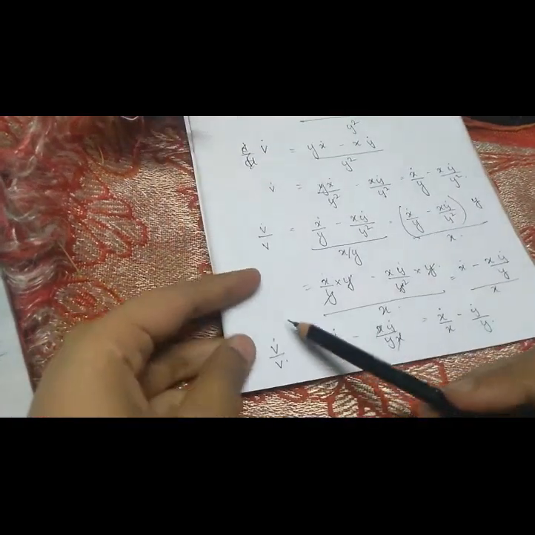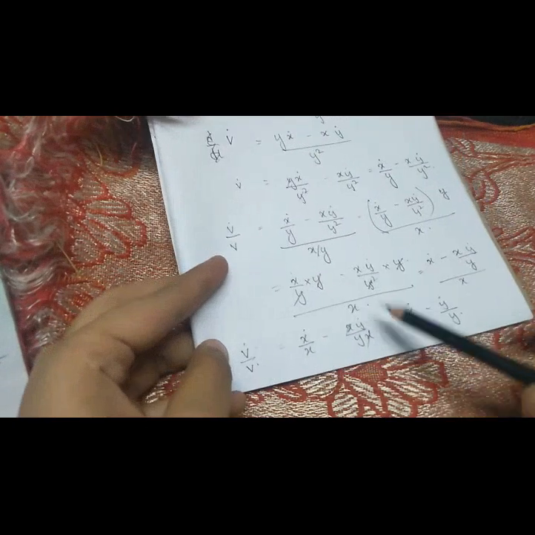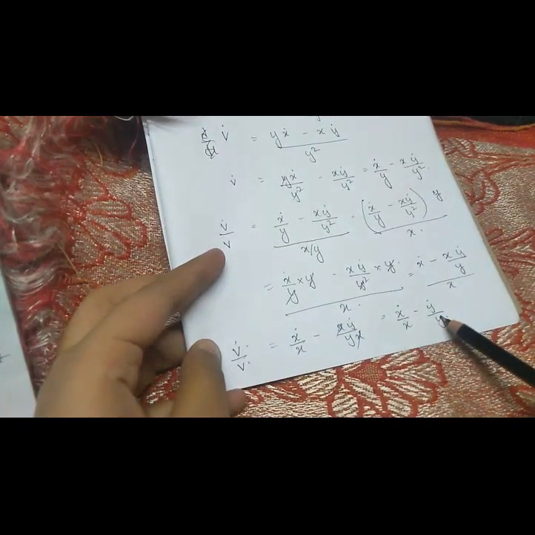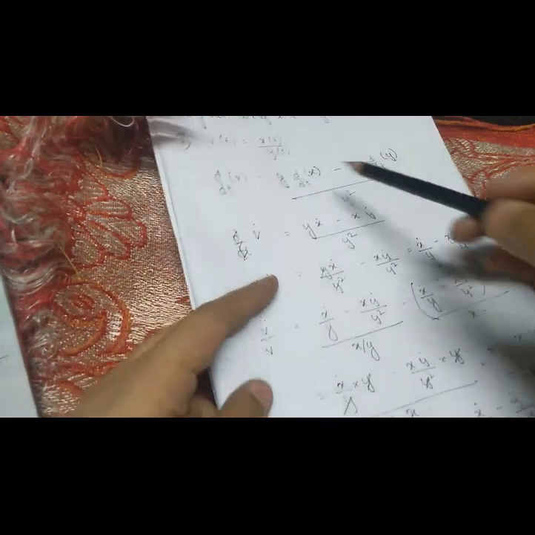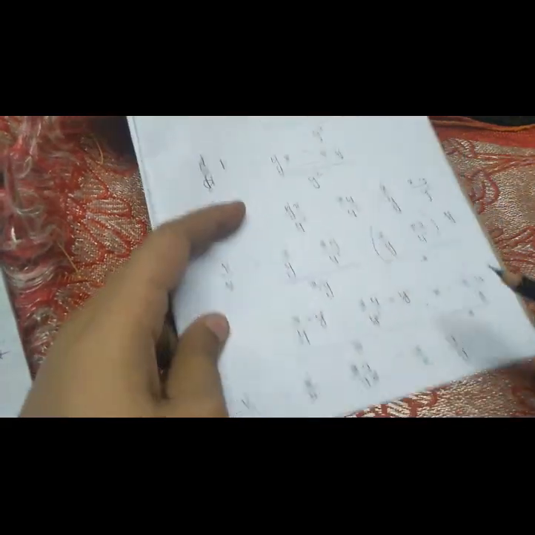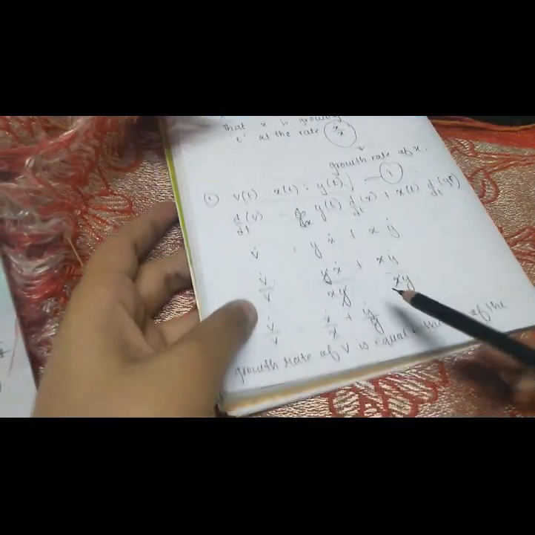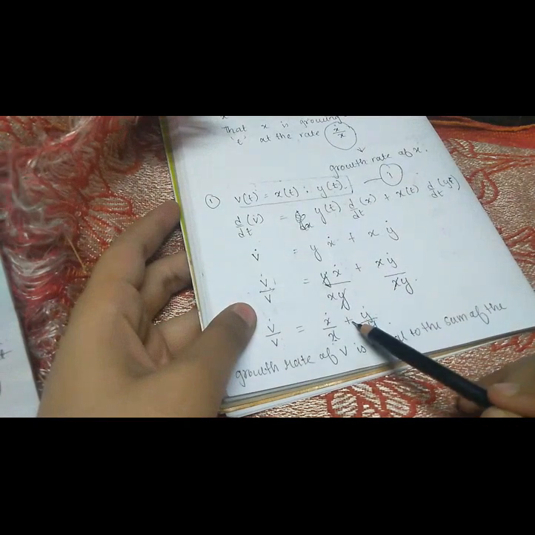That means we can see the growth rate of V is depending on the difference between the growth rate of x and y. That means when we have division, there is subtraction, and when we have multiplication, we will have sum or plus.